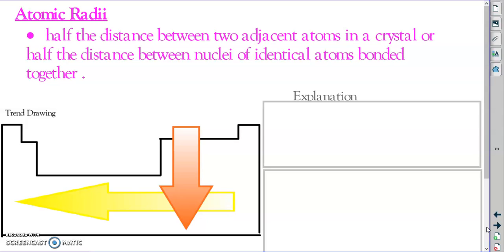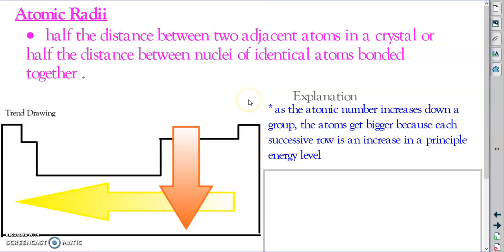So if you think about this drawing here that I have down here, this trend drawing, basically this says the atom is larger as you go from top to bottom down the periodic table. So it increases in size, and that's because we're adding principal energy levels. As the atomic number increases down a group, the atoms get bigger because each row adds a whole other principal energy level. Think of it as another whole layer of electrons, a whole other layer of cake, so to speak.